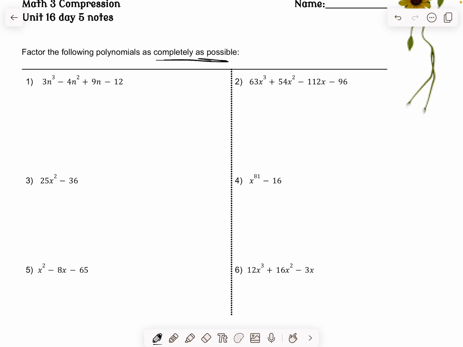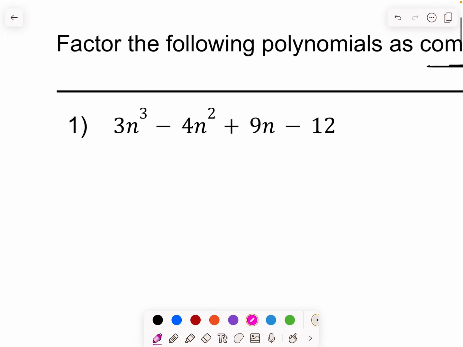GCF, grouping, put them together. If there's more than one time you can factor stuff, but definitely pause it and come back to this or speed the video up so you can get to that point.